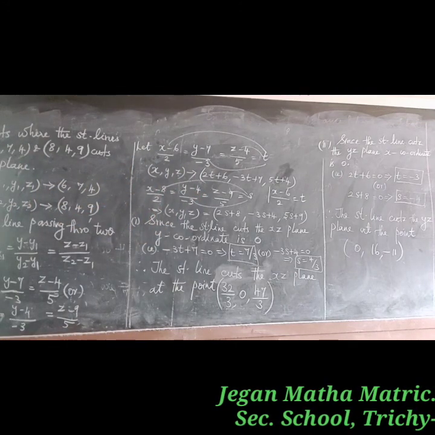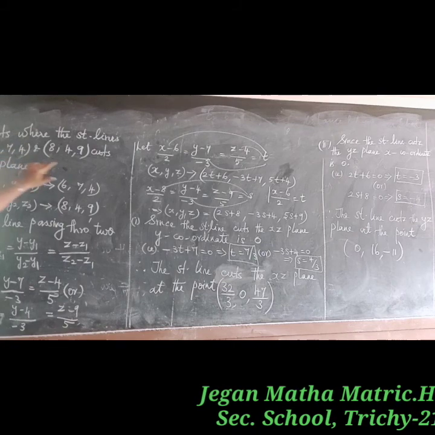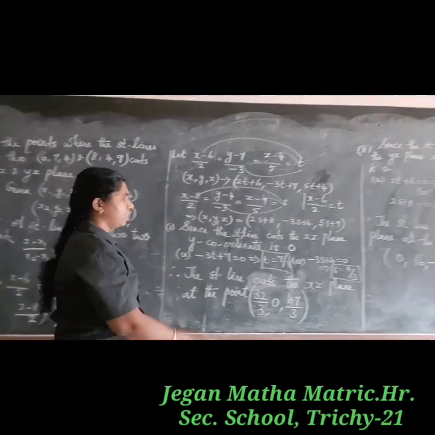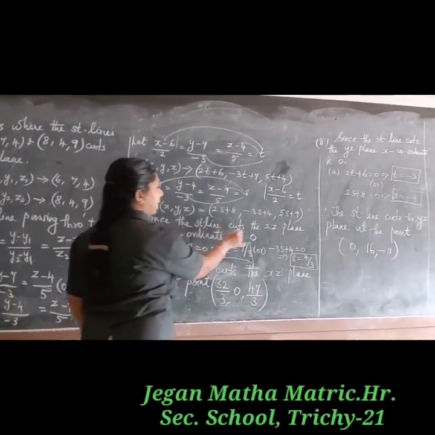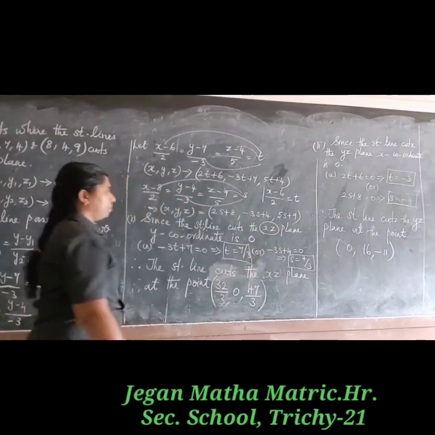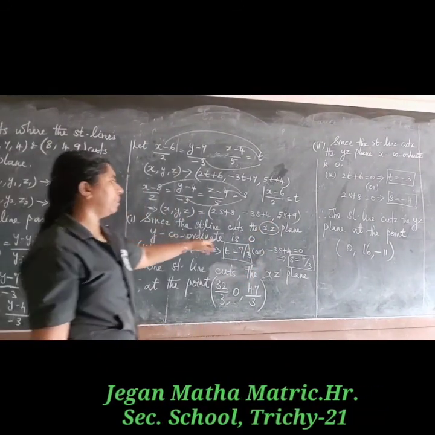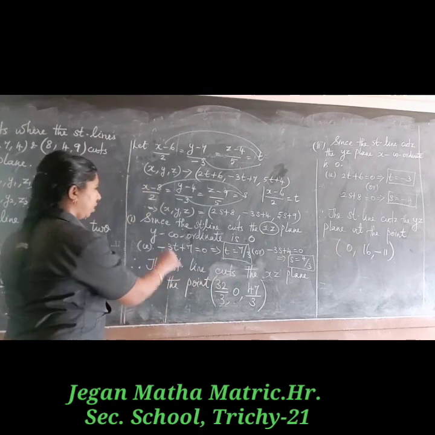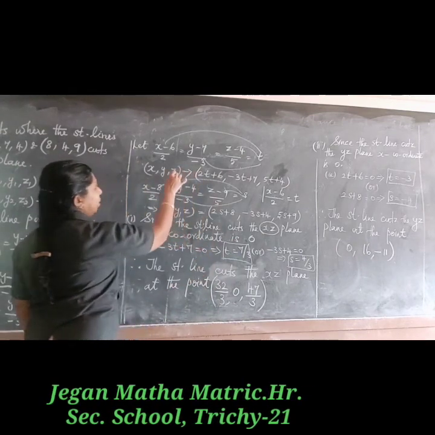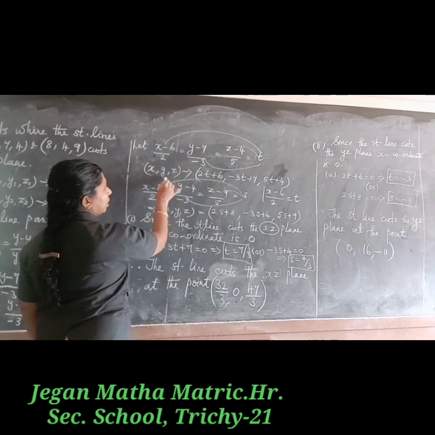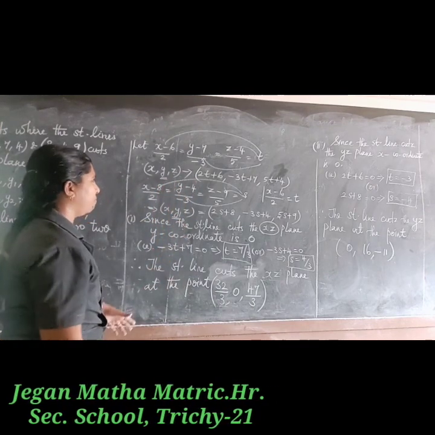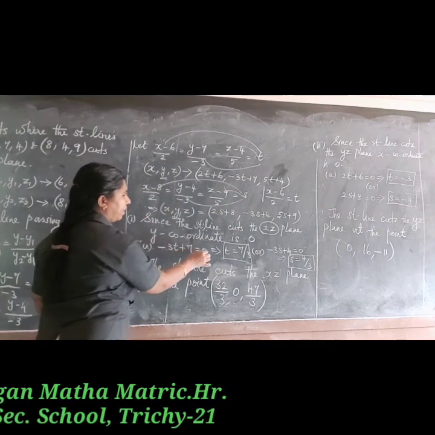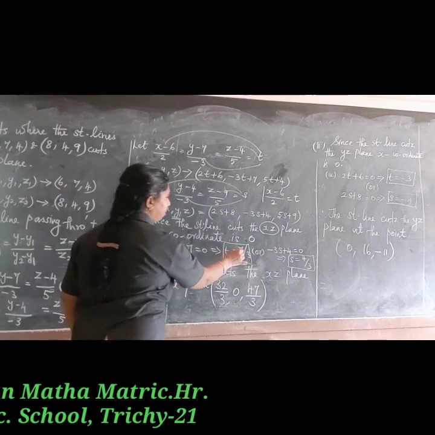Then the question itself says the straight line cuts the xz plane. So, since the straight line cuts the xz plane, the other coordinate, the y coordinate, is 0. Xz is there, y is not there, which means the y coordinate is equal to 0. So the y coordinate value must be equal to 0. Taking the y coordinate from the first set, minus 3t plus 7 equal to 0. Therefore t is equal to 7 by 3.